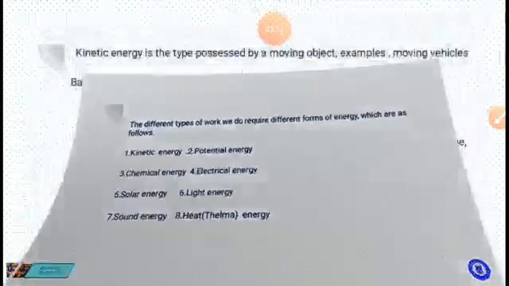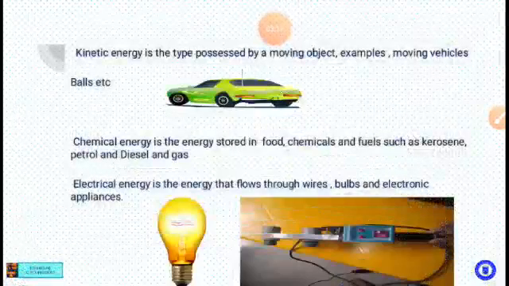Now, what is the meaning of kinetic energy? When we say kinetic energy, what do we mean? Kinetic energy is the type of energy possessed by a moving object. Repeat after me. Possessed by a moving object.